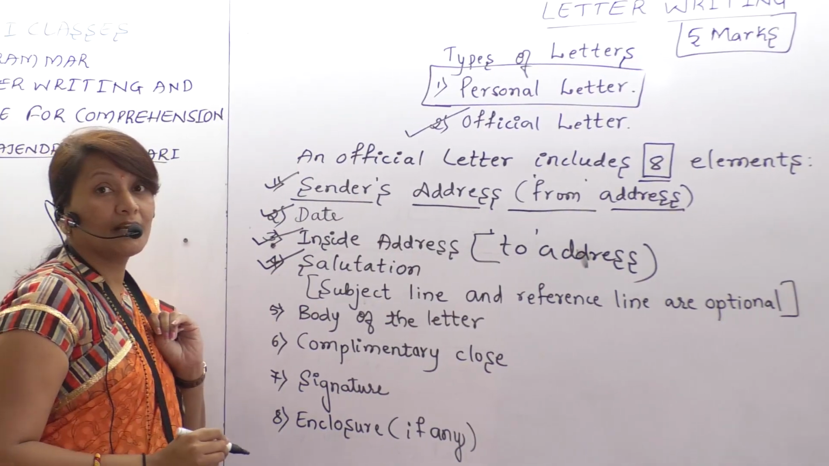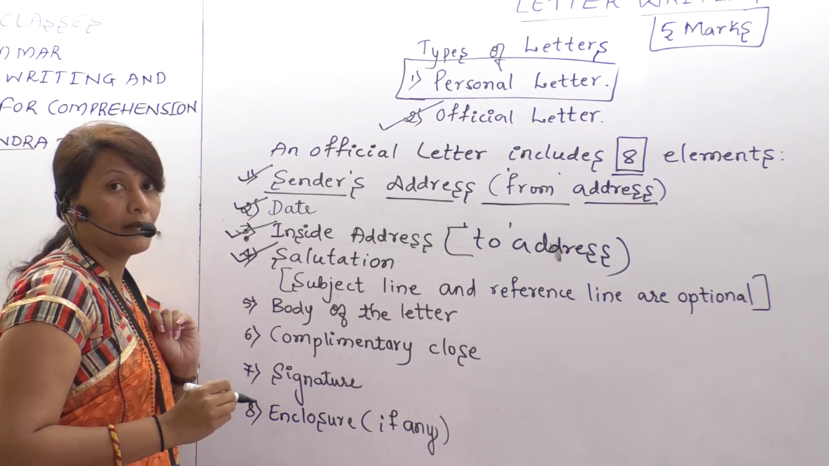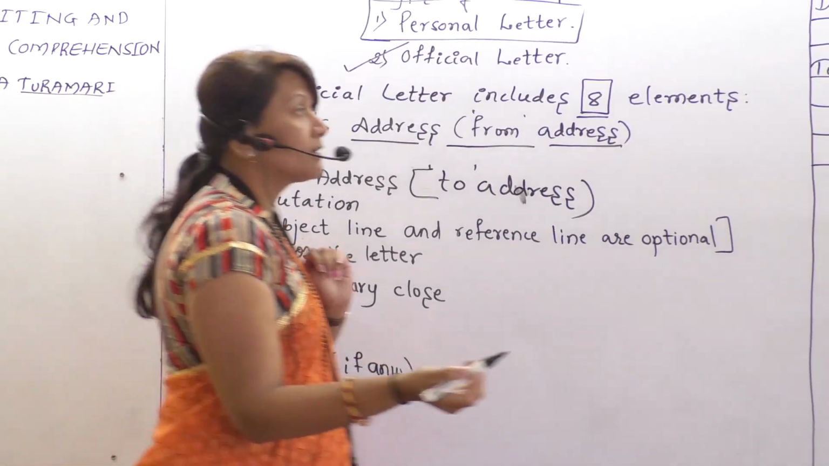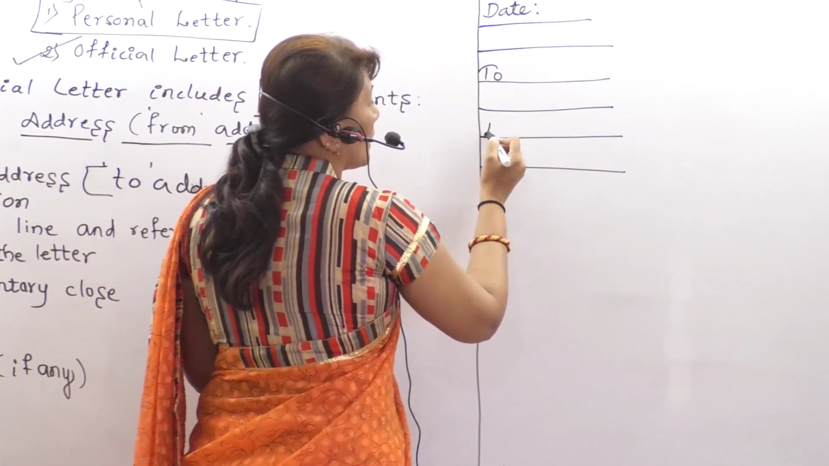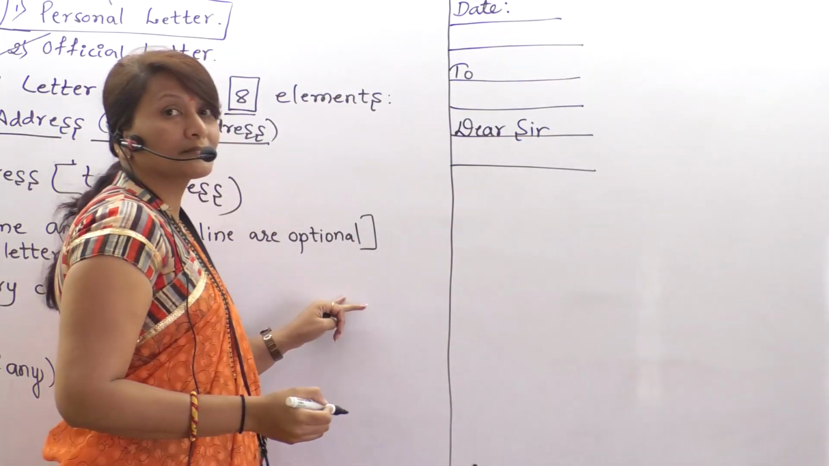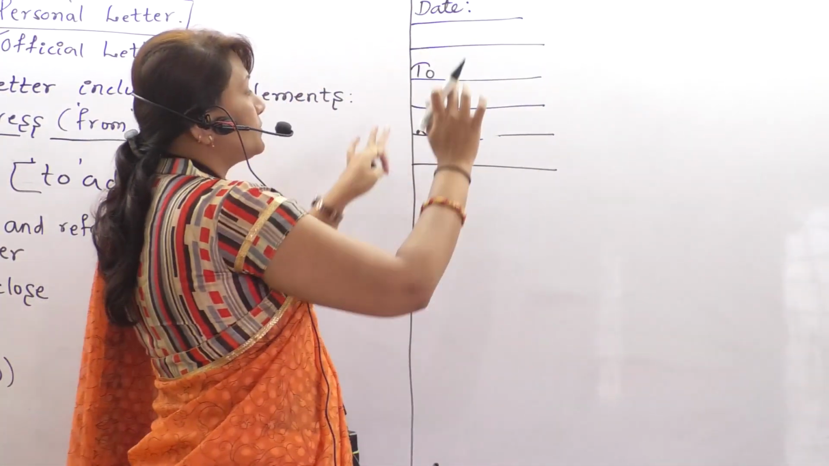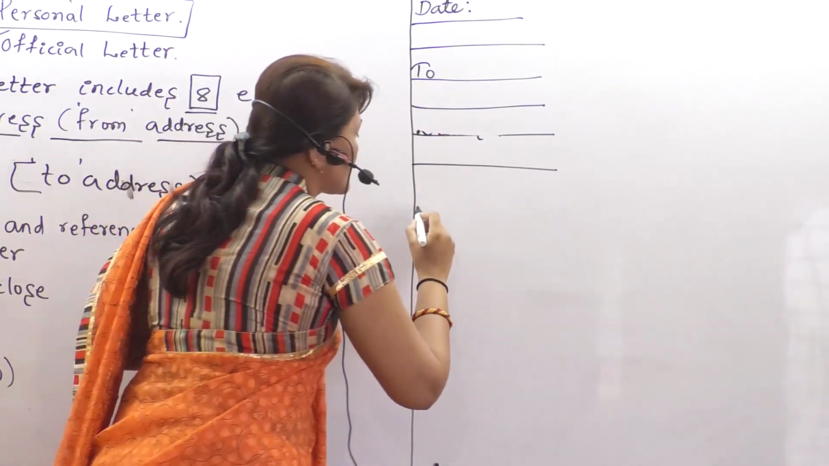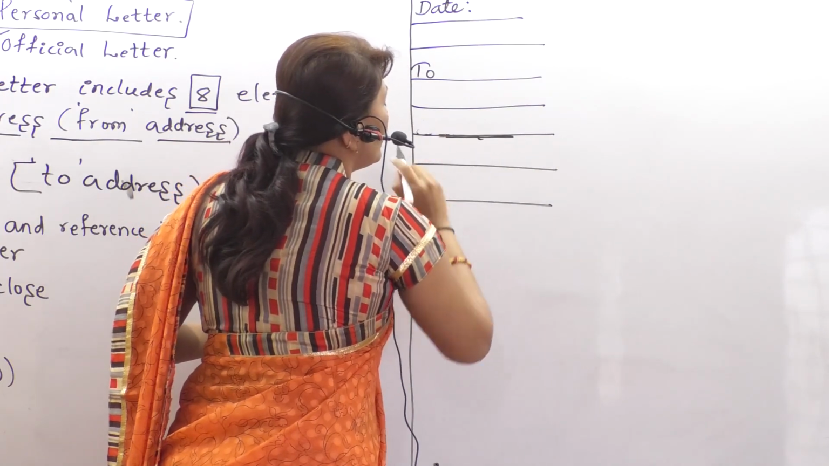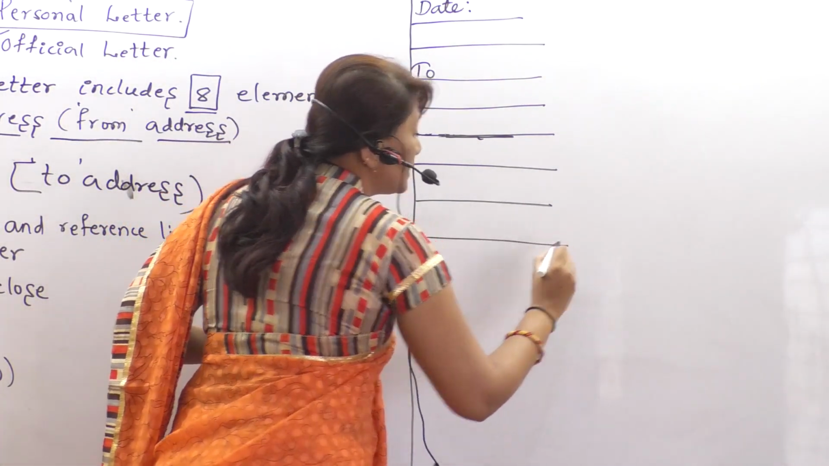Next point is salutation. Salutation, greeting. With what? Dear sir. Should leave one line. Sorry. After writing to address, again you have to leave one line. After leaving one line, there comes what?